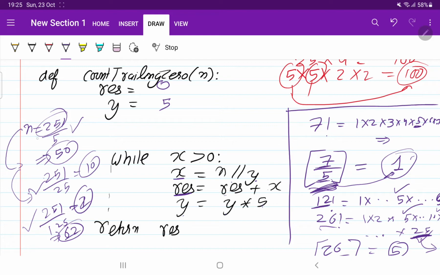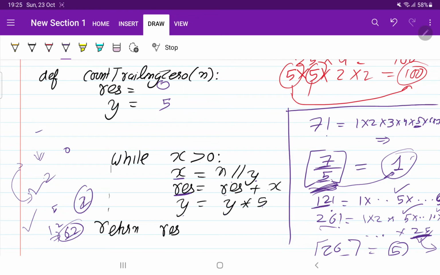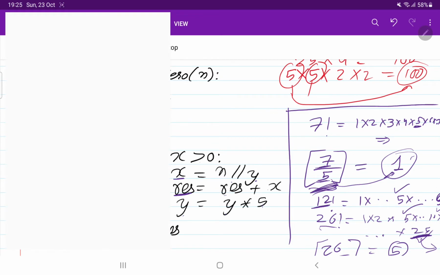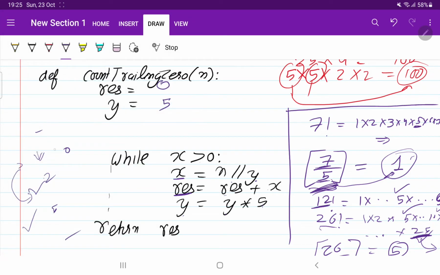So the number is decreasing every time by 5. Okay, so 50 by 5: the number is decreasing every time by 5, because here it was 5. Then we have division by 25, so the number is decreasing by 5. And we have seen that if the number is drastically decreasing, if we are dividing by some number, it is taking log of n time.